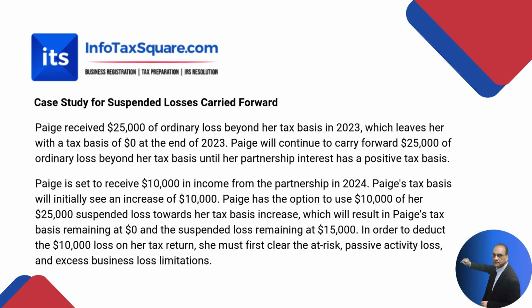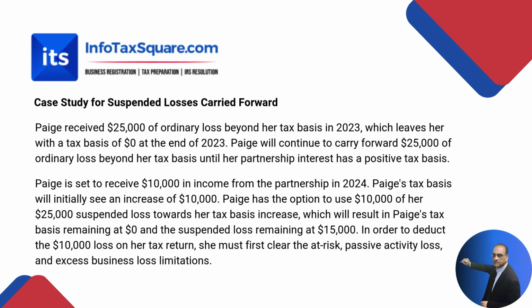Let me just summarize it. Paige had a $25,000 ordinary loss in 2023, which she could not utilize, and she had to wait until she had income. In 2024, she incurred income. So Paige is set to receive $10,000 in income from the partnership in 2024.